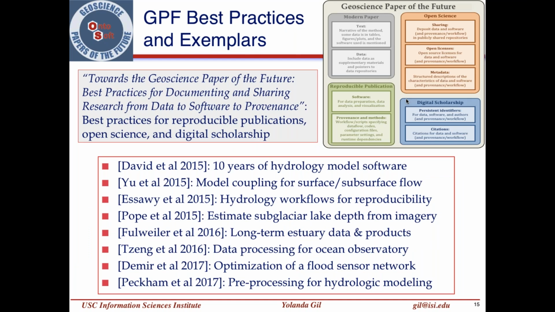So there is a paper that summarizes these best practices. There is a special issue with a number of papers in different areas of geosciences published, and just an articulation that the best practices are concerning making publications reproducible, practicing open science, and also digital scholarship. So these have different aspects, and I'll talk about those in a second.